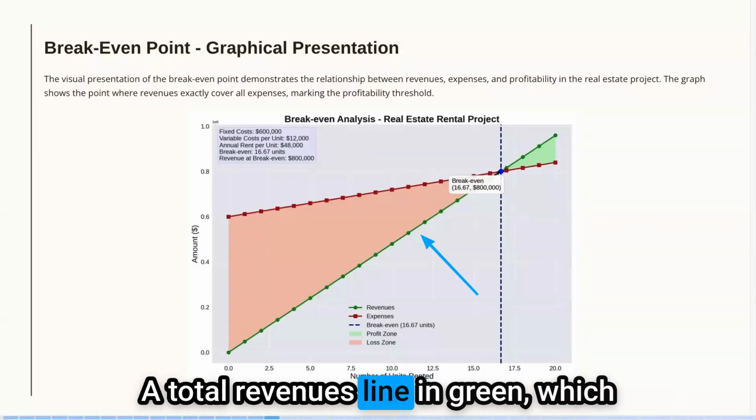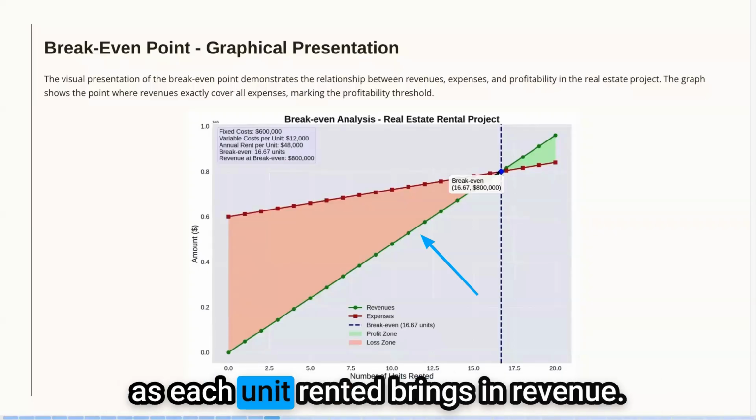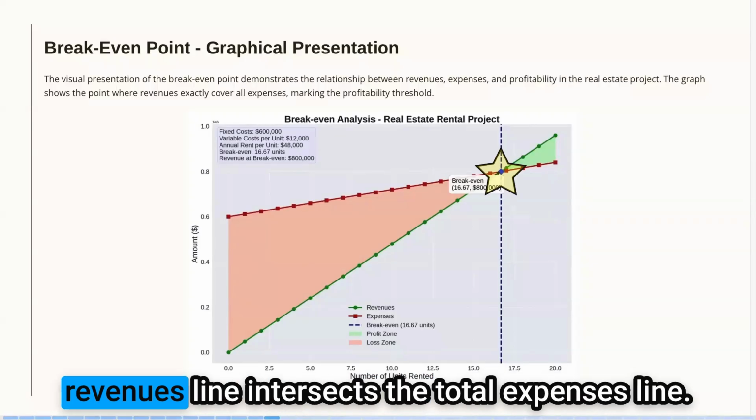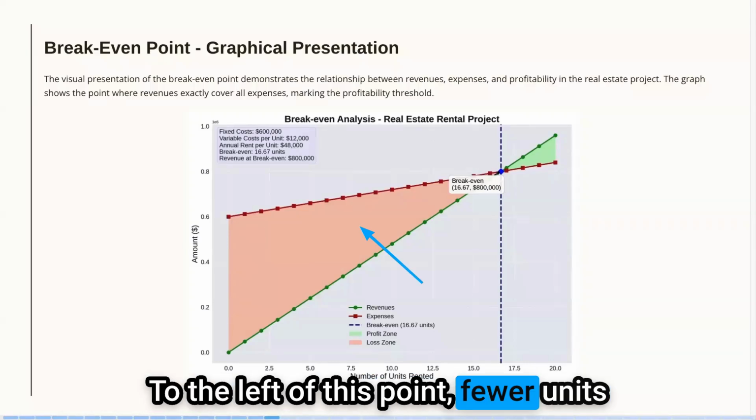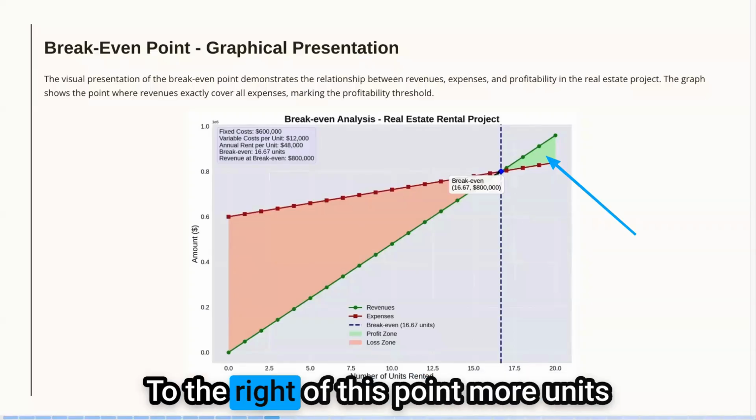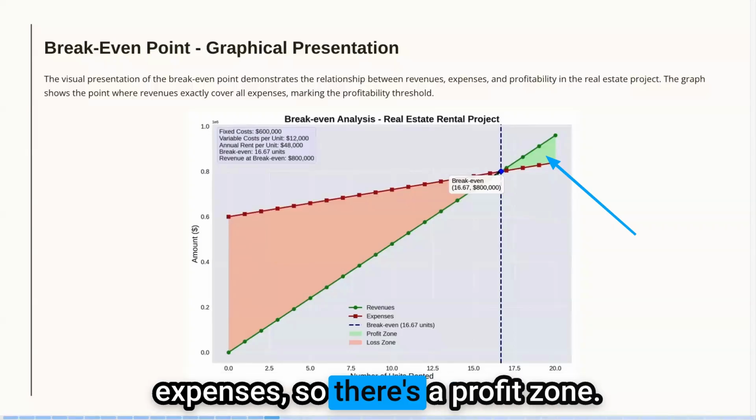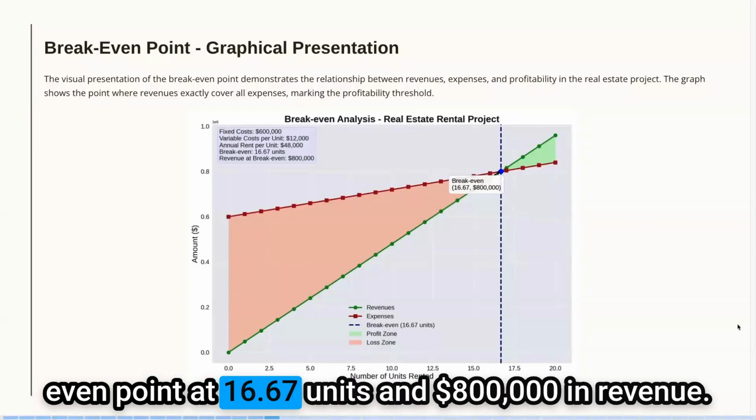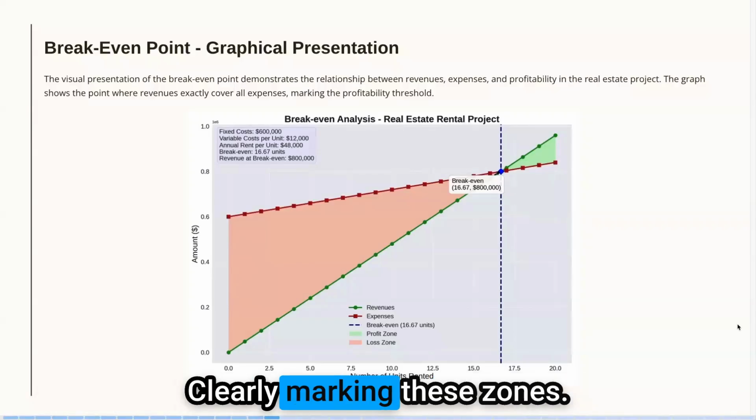A total revenues line in green, which typically starts at zero and slopes upward as each unit rented brings in revenue. The break-even point is where the total revenues line intersects the total expenses line. To the left of this point, fewer units rented, expenses are higher than revenues, so there's a loss zone. To the right of this point, more units rented, revenues are higher than expenses, so there's a profit zone. The graph from the example shows the break-even point at 16.67 units and $800,000 in revenue, clearly marking these zones.